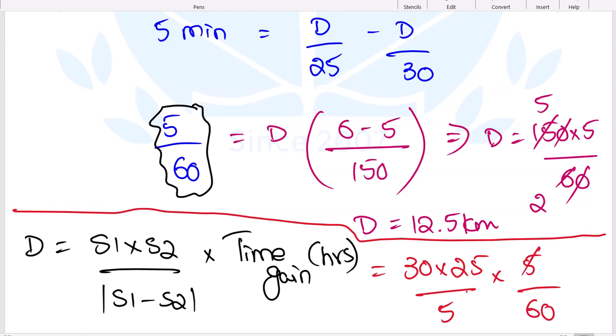So this 5 will get cancelled. This is 31 times, 32 times. 25 divided by 2 is nothing but 12.5.